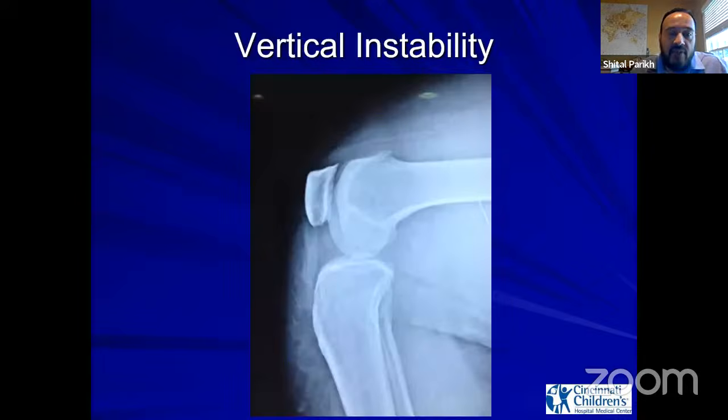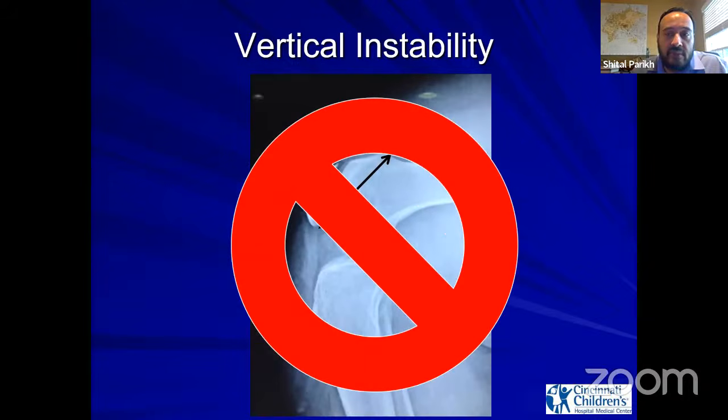The next type of instability is vertical instability. Now, fortunately, this is not seen in the adolescent patients. It's typically seen in older patients, and it's related to osteophytes. An osteophyte from the top of the patella can engage the notch, causing the patella to dislocate within the notch, or the inferior osteophyte can catch on the top of the trochlea and cause a vertical instability, and we would not discuss this as well.